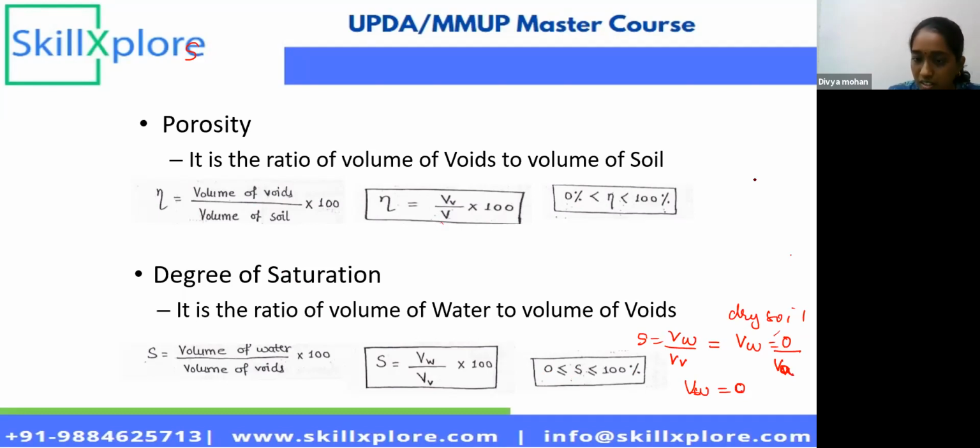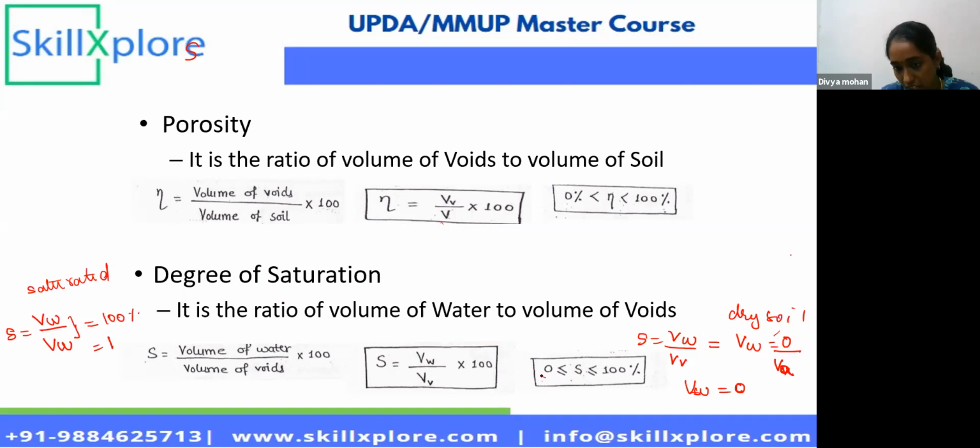And for a saturated soil, S is equal to VW by VV, and the void is completely filled by water. So this may reach 100%, or the value is 1. So the degree of saturation can attain the value of 0 and also it can attain the value of 100%.